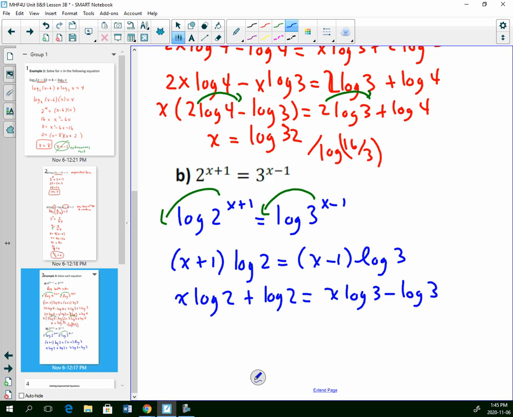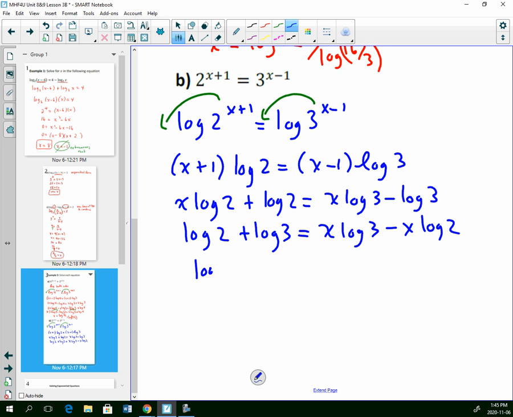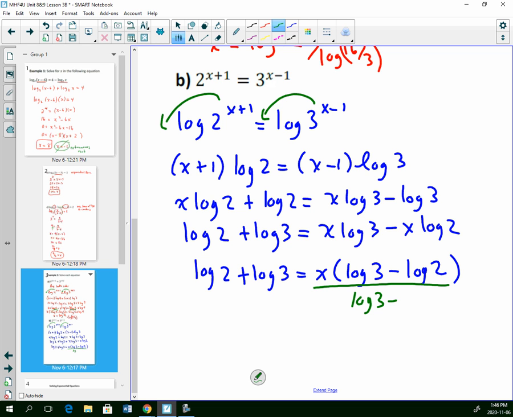Bring your variables to one side. I'm going to take it to the right side this time, just for something different. So I'll put the log 2 and the log 3 on the left. And I'll put the x log 2 on the right. And then we will factor out the variable x. And then we want to isolate for x, so we're dividing, right? We want to get rid of this. Put it on this side.